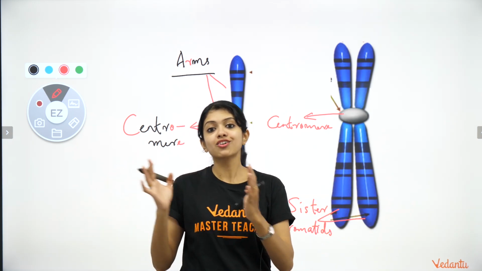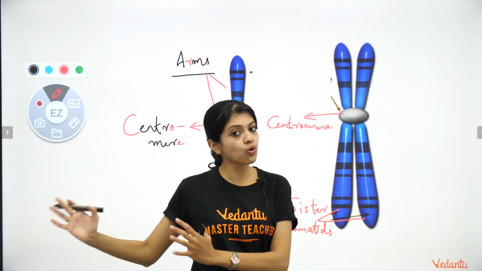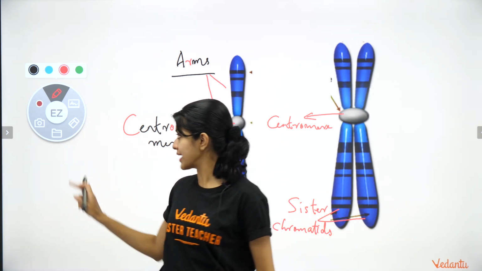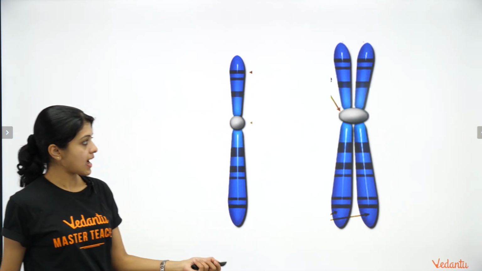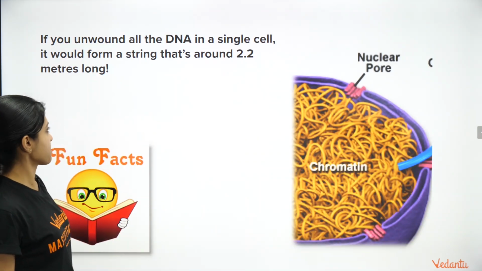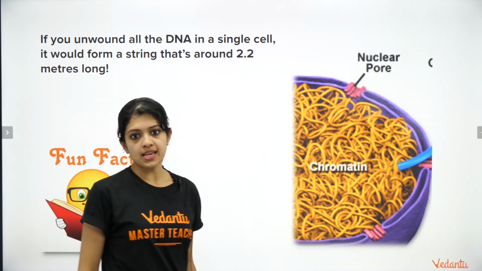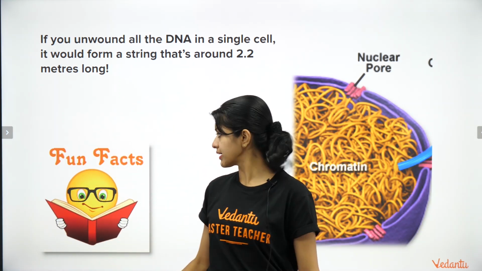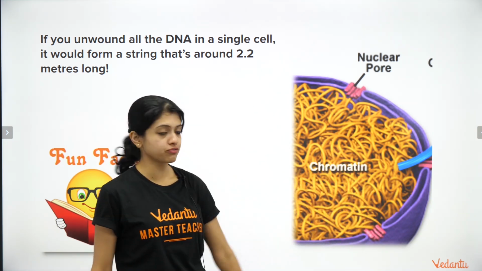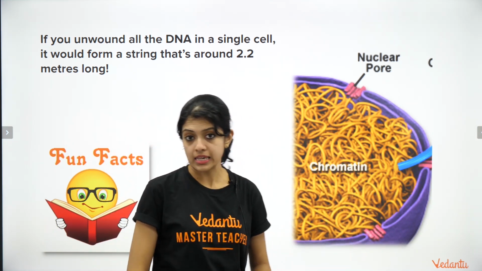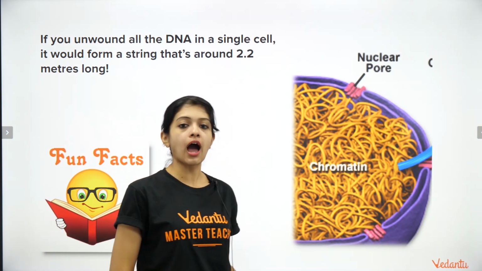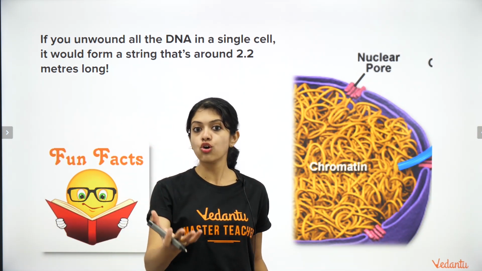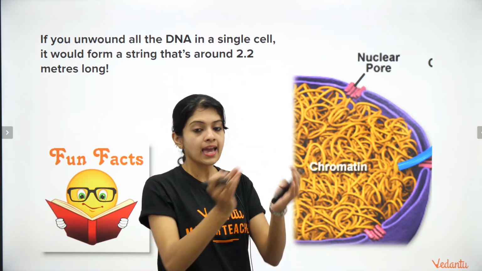So chromatin, chromosome, chromatid. I hope you have these three terms clear in your head. Now let us look at this. This is a very, very interesting fact. What do you think I have here on this side of mine? No, it's not a bowl of noodles, even if it looks like that. This is how chromatin looks. This is what chromatin looks like inside.